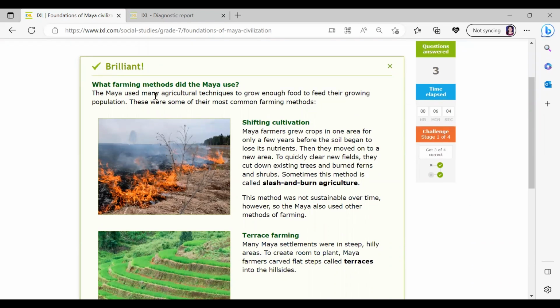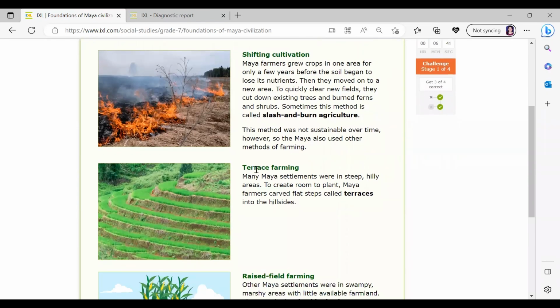The Maya used many agricultural techniques to grow enough food to feed their growing population. These were some of their most common farming methods. Shifting cultivation: Maya farmers grew crops in one area for only a few years before the soil began to lose its nutrients. Then they moved on to a new area to quickly clear new fields. They cut down existing trees and burned furs and shrubs. Sometimes this method is called slash and burn agriculture. This method was not sustainable over time. However, the Maya also used other methods of farming.